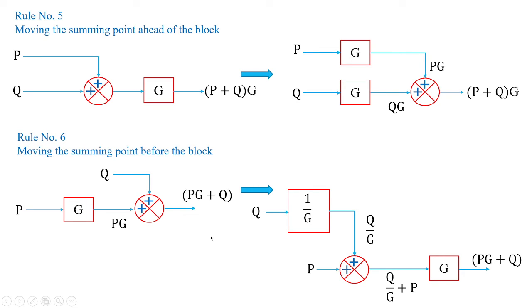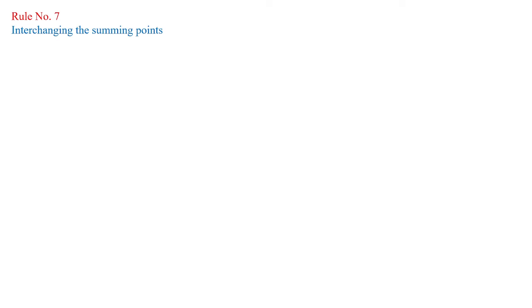So these rules, especially rule 3 and rule 4, are about the branch point, and rule 5 and rule 6 are about the summing point. These four rules are among the important rules of block reduction. And the rest of the rules you can remember easily, whereas rules 3, 4, 5, and 6, you need to keep on practicing in order to solve block reduction technique problems. Okay, fine. Now, rule number 7, that is interchanging of the summing points.